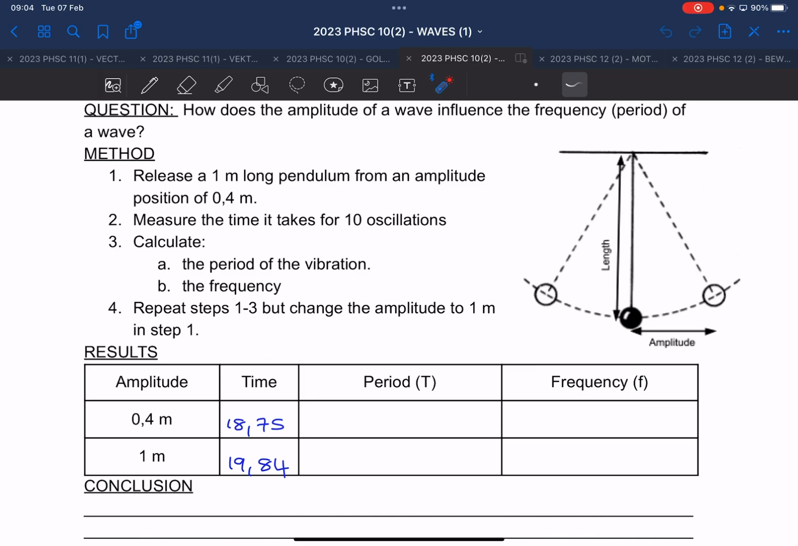Okay, so we were busy looking at the different variables. Alright? And we started with the constant variables. What did we have to keep constant? Now, why do we need to keep things constant? And I use this as an example. At the beginning of the year, I said when we have athletics and we want to determine who is the fastest in the school. Okay?